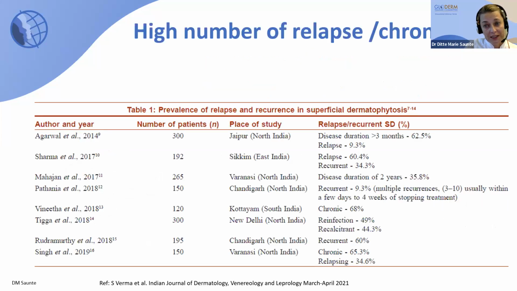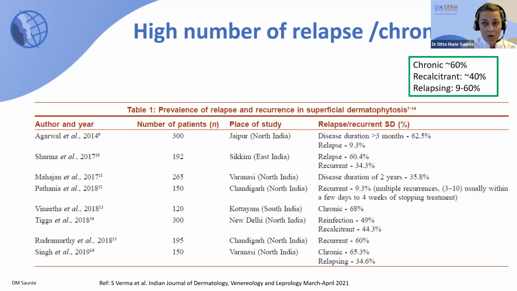Another Indian study here, it's a review made by Shyam Verma, a very dear colleague from India. He reviewed some publications from India, and these are patients that had a superficial dermatophytosis. So they were diagnosed with tinea corporis, and among those patients, overall, nearly 60% of those had a chronic infection, 40% a recalcitrant infection, and up to 60% had a relapse after they were treated. So it's quite a high number of relapses or chronicity among these patients in India.